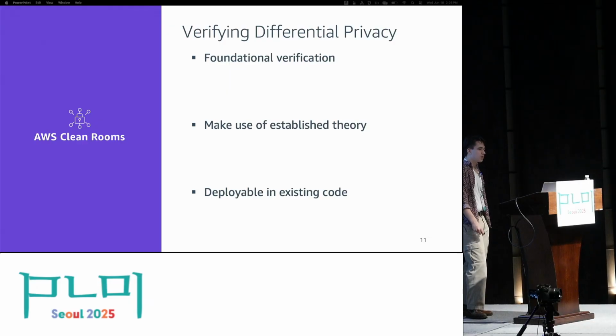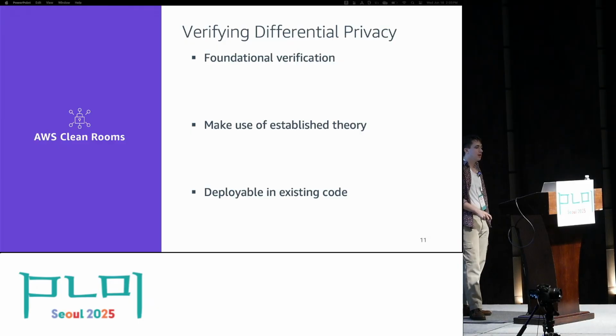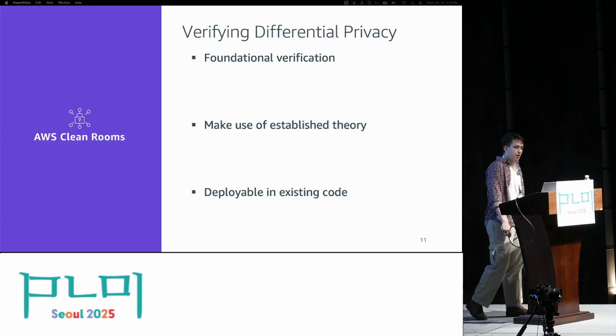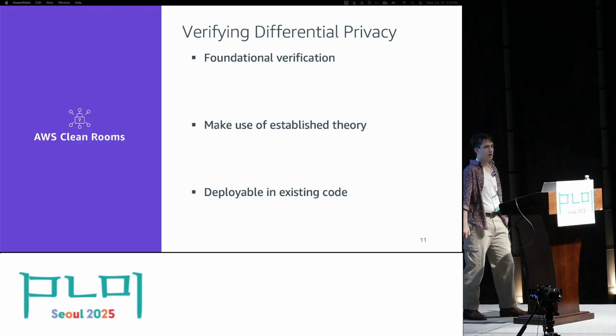At AWS, we offer a service called Clean Rooms. Clean Rooms lets our customers compute over and privately share statistics about their data. So naturally, we want to deliver them the highest degree of security that we can. To that end, we decided to verify some of the components of Clean Rooms related to differential privacy.